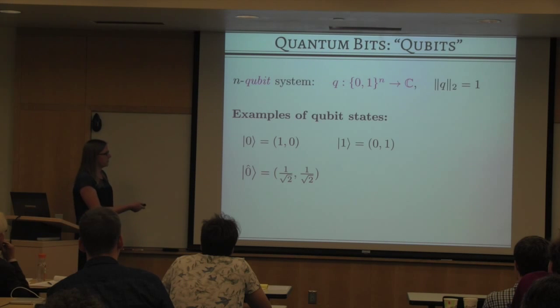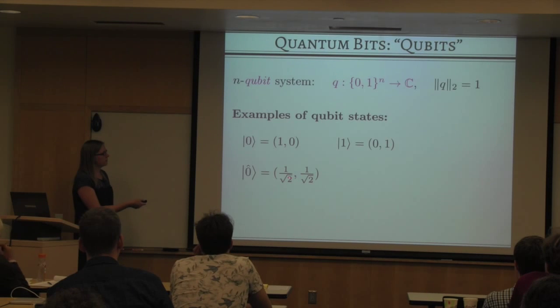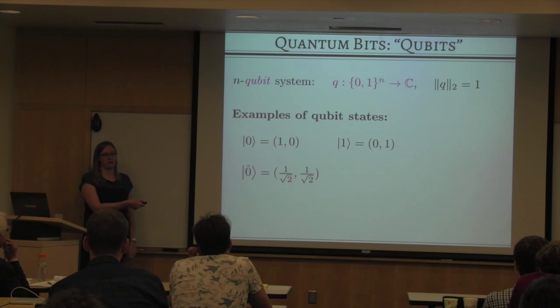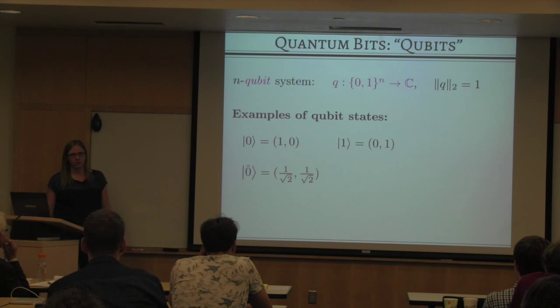And so if we were to measure this, we would get a random variable with probability 1/2, which is the norm squared of this, on 0, and probability 1/2 on 1. So if we measure the state, we get a uniform random bit. So it's kind of the quantum analog of a uniform random bit.